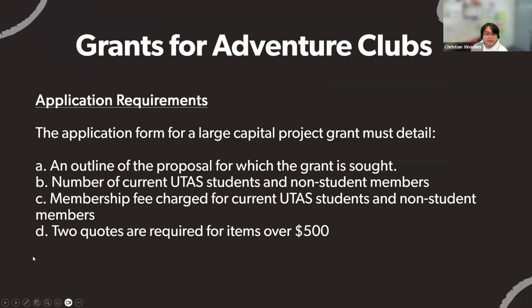And of course, application requirements. In a nutshell, when you're applying for a large capital project grant, you must have an outline of the proposal for which the grant is sought: what it is about, and the number of current UTAS students and non-student members. You also have a membership fee charged for current UTAS students and non-student members, so you have to detail the number of students and the fees you charge. Plus, two quotes are required for items over $500, which need to be included.